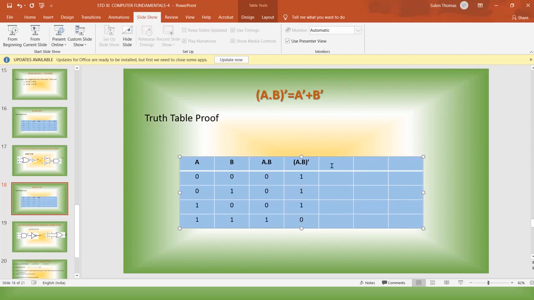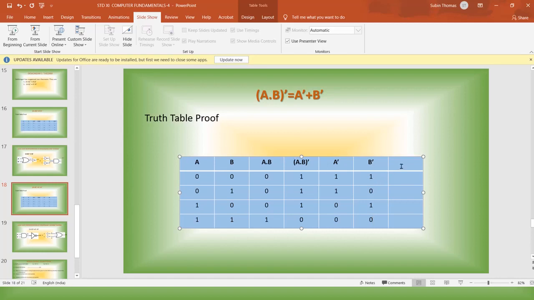Next I am going to take the right side. The left side table preparation is over. Now I am going to prepare the right side table. So that is A complement. This is the A value, its complemented value will be 1, 1, 0, 0. And the next one, B complement, I'll write it here. This is the B value. How will you find out the B complemented value? 1, 0, 1 and 0.